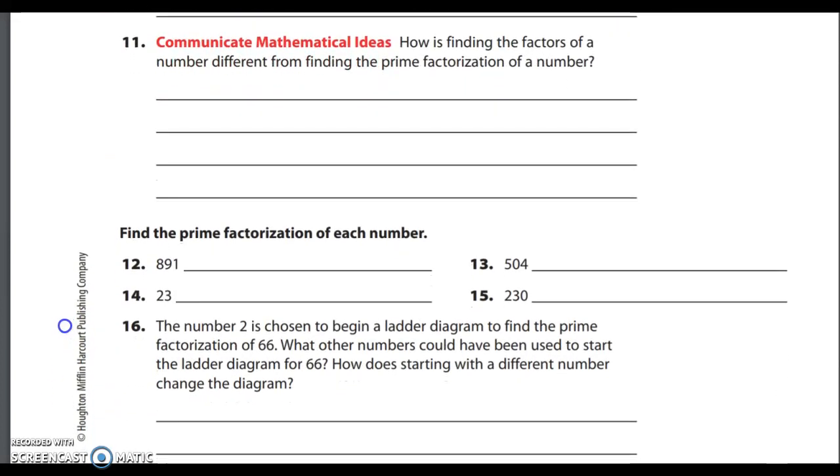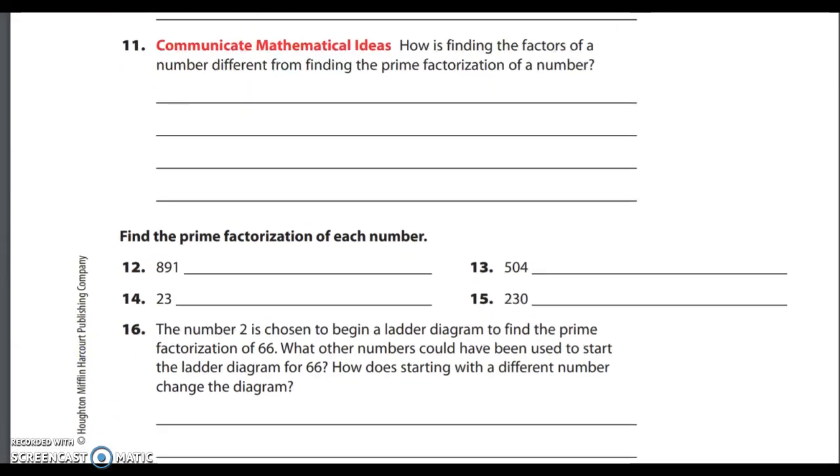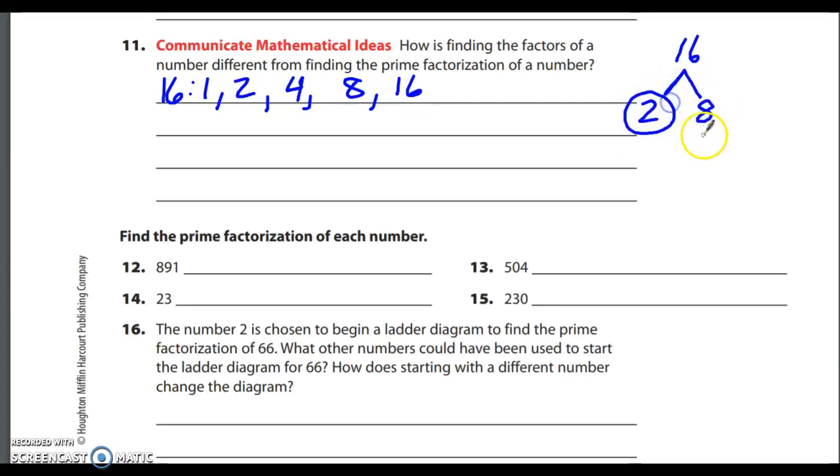We're on number 11. It says, how is finding the factors of a number different from finding the prime factorization of a number? So what we can do is just show an example, and then we'll summarize it. So here's an example. If I wanted to find the factors of 16, I would go 1 times 16, and 2 times 8, and 4 times 4. Those are the factors of 16. Is that the prime factorization of 16? It's not, because some of those numbers aren't prime.